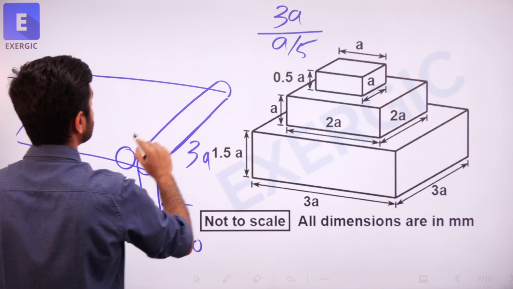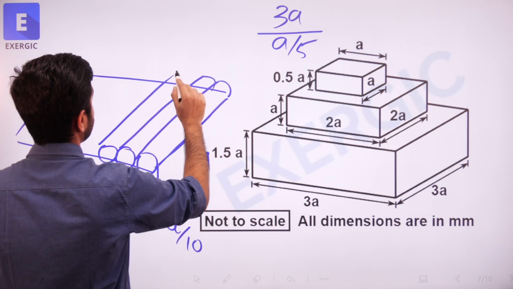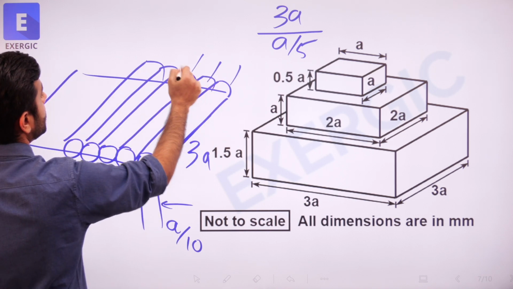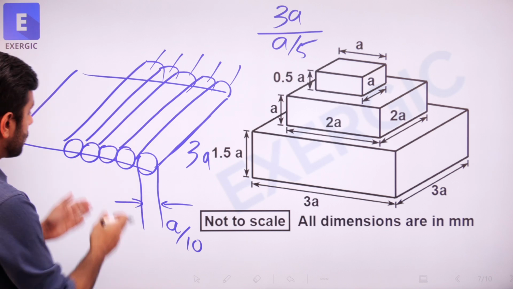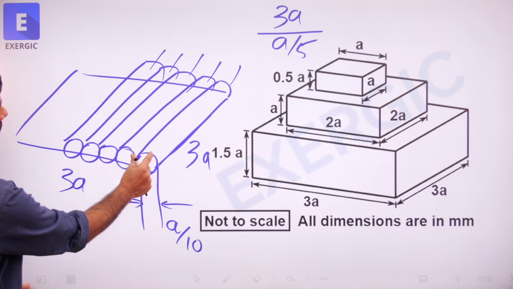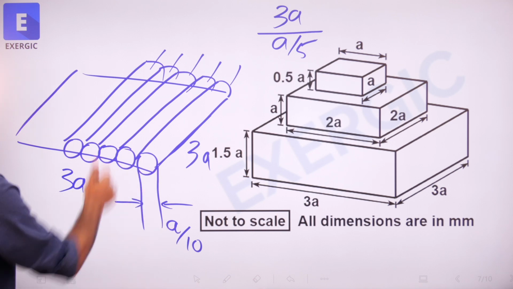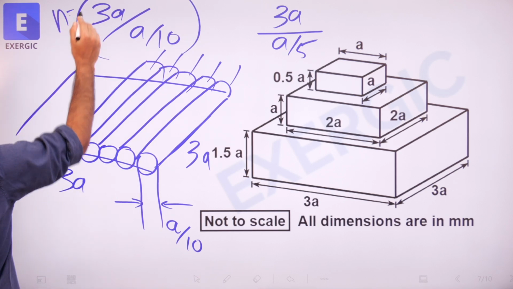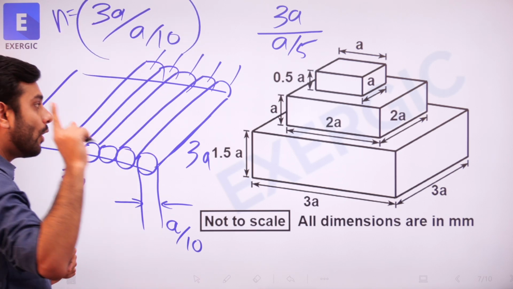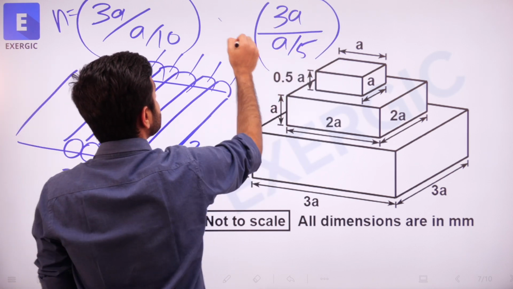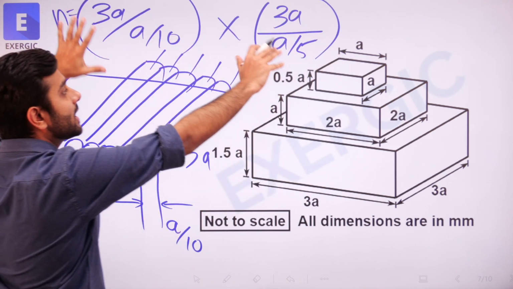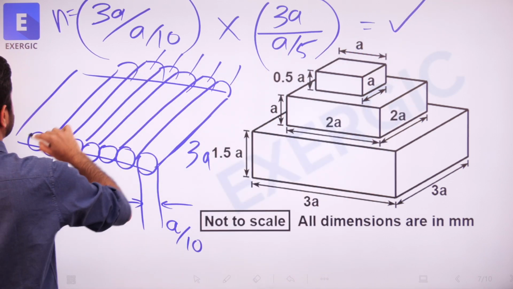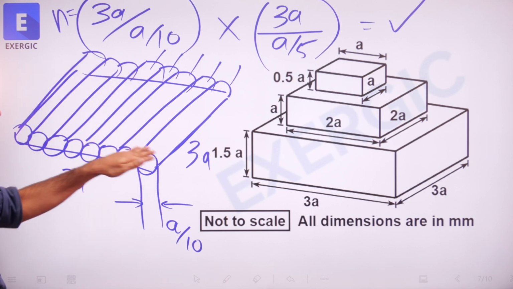How many such travels would be required? Just keep adding layers like this, right? Keep adding the rods like this. So 1, 2, 3, 4, 5. How many? How can you tell? Total length is how much? Here also it is 3a. And one width is a by 10. So 3a divided by a by 10 will tell you how many such rods there will be in a plane. For one rod, this is the time and this is the number of rods required. So their multiplication will give you the total time to cover one plane, the bottom plane.